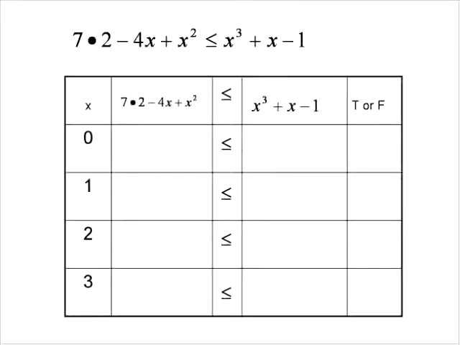So we'll take it from this table. Here's my values for x in this column. We always know that it has to be less than or equal to. We're going to figure out what the first half equals when x is 0. Then we'll figure out what the second half equals when x is 0. And then we'll decide whether it's true or false and figure out which one of these makes the statement true.